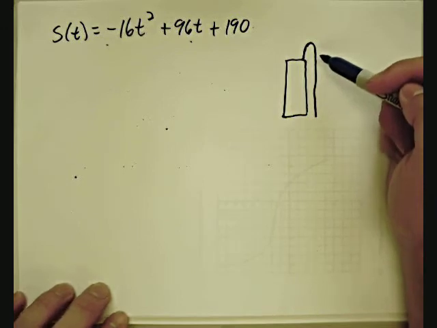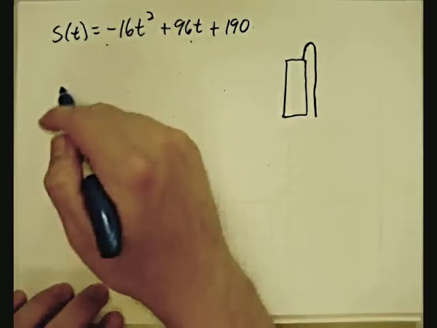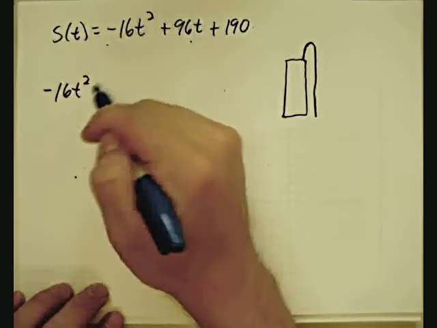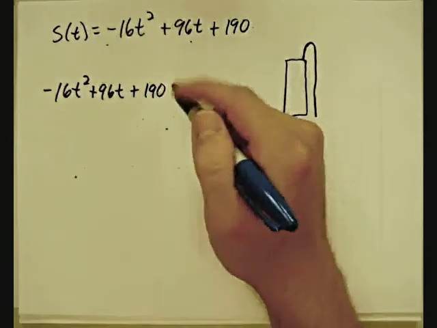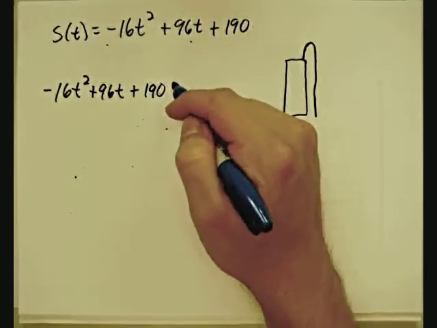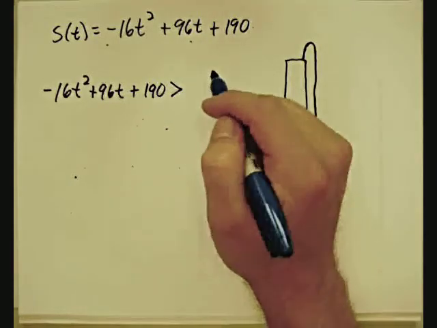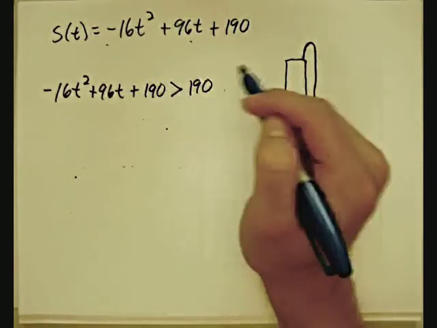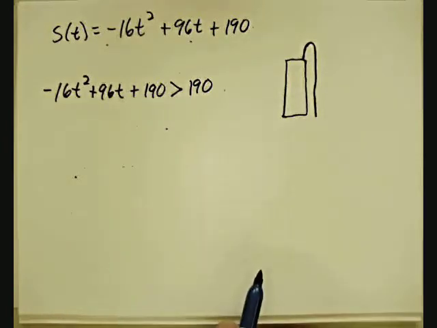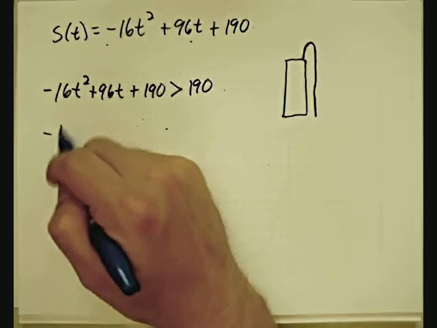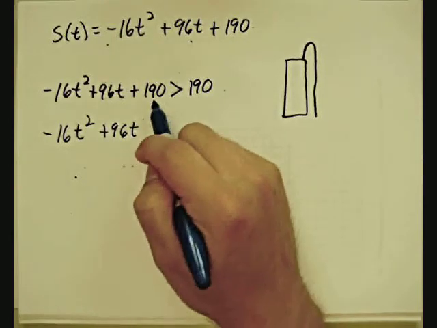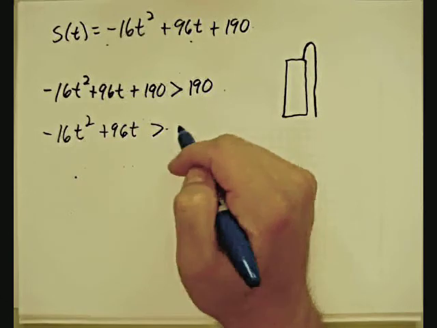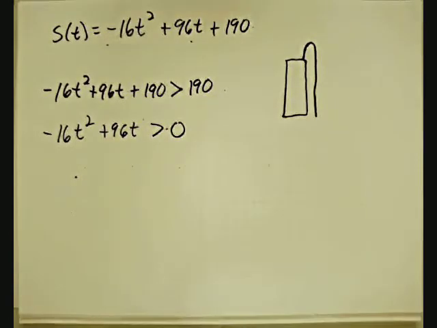If we're looking at a height exceeding another height, we'd have the height of the ball, negative 16t squared, plus 96t plus 190. And the problem says we want that to exceed the height of the tower. So be greater than the height of the tower, which is 190. Okay, so solving this, we'd want to first subtract 190 on both sides. 190 minus 190 will be 0, so we can omit it, is greater than 0.